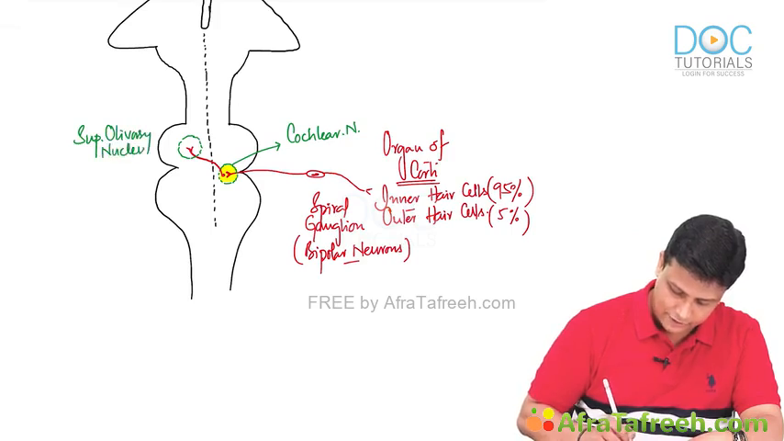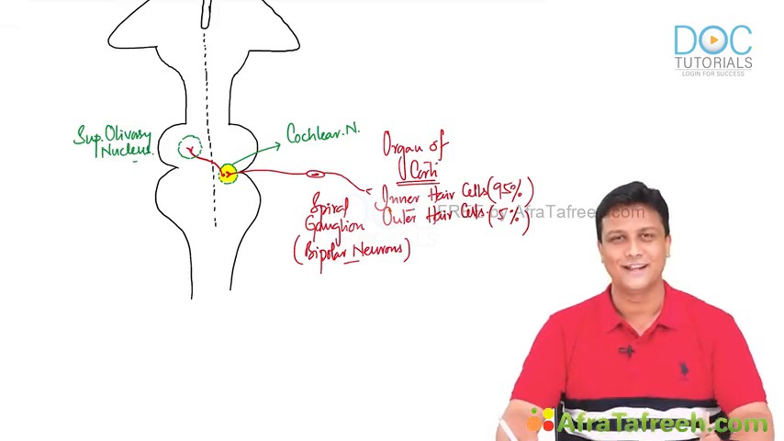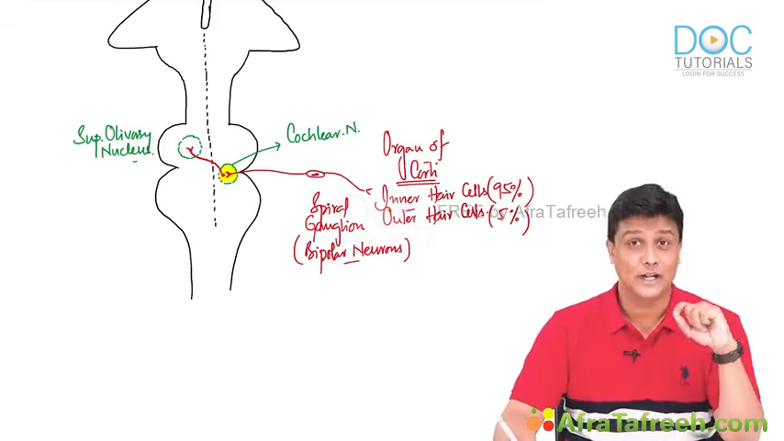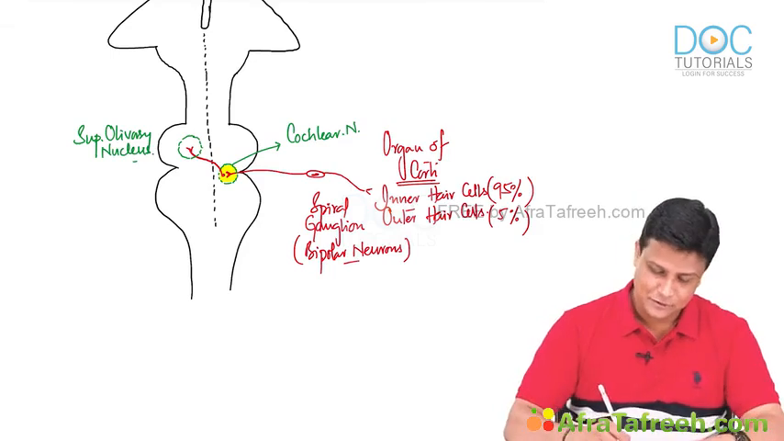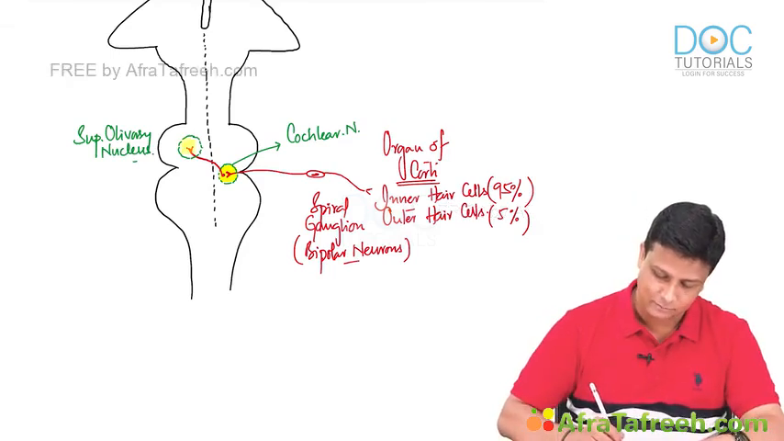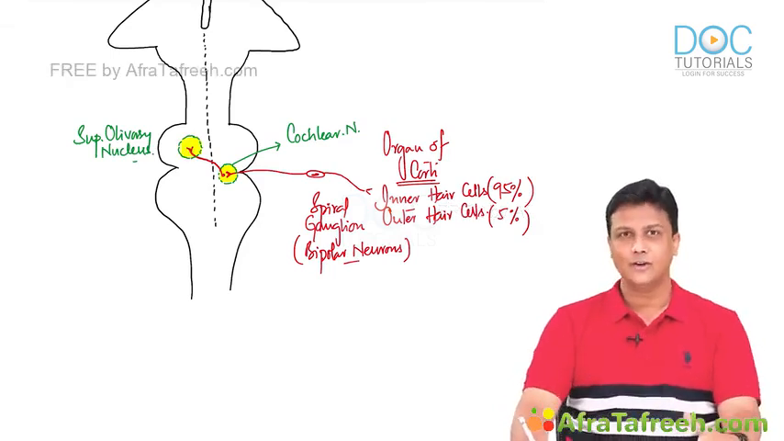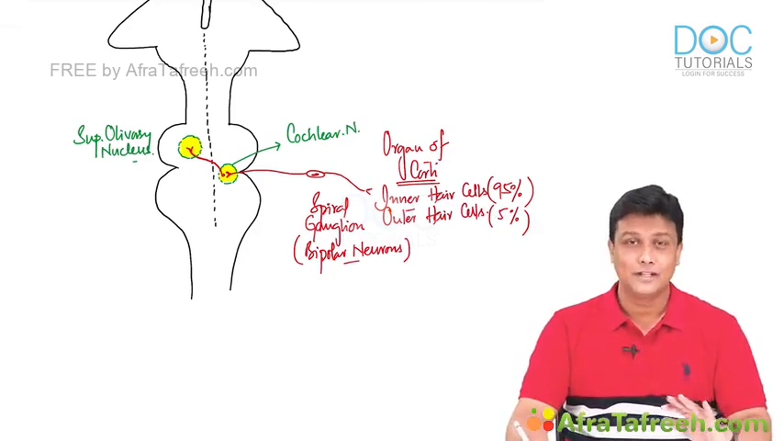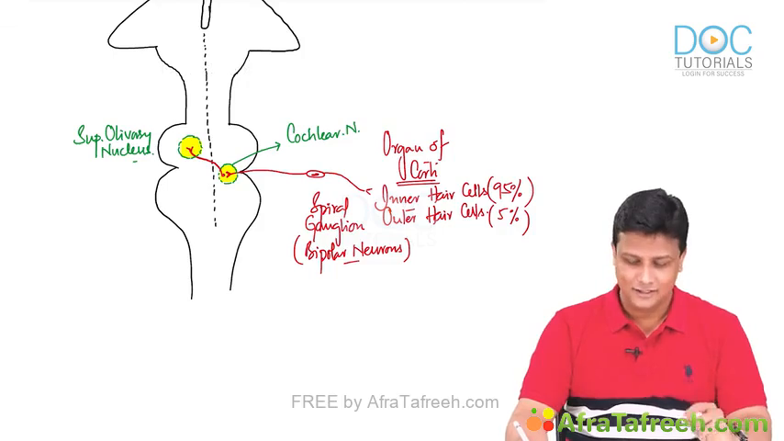Do I have to even tell you about the location now? No way. You can clearly see in our diagram there, guys. Superior olivary nucleus is located in the pons. Then where do you have the inferior olivary nucleus? Of course, it is in the medulla oblongata, forming that olive, that elevation in the medulla oblongata.